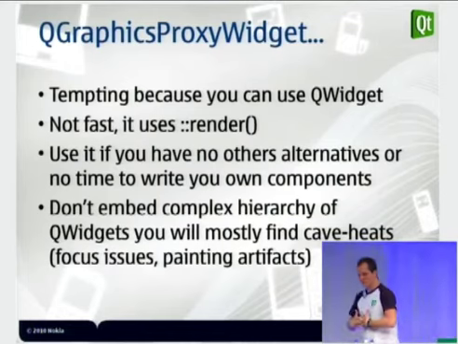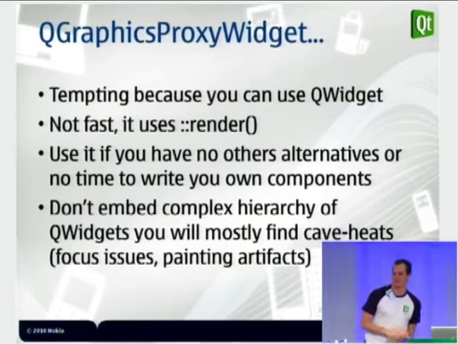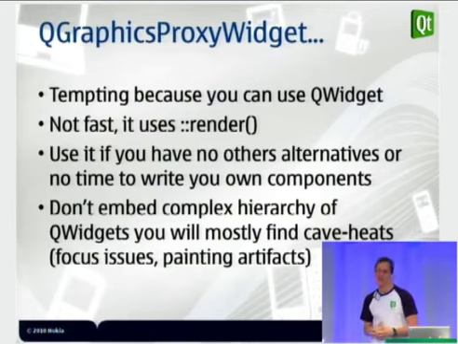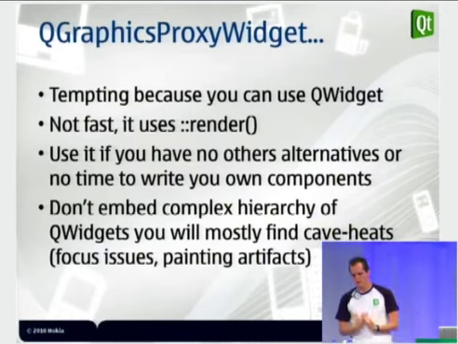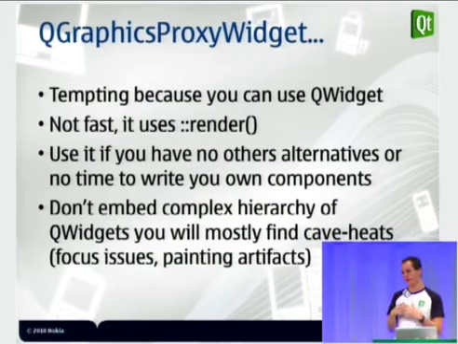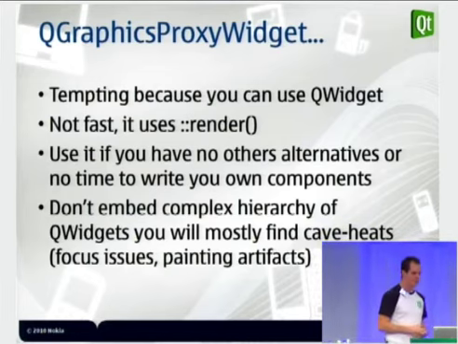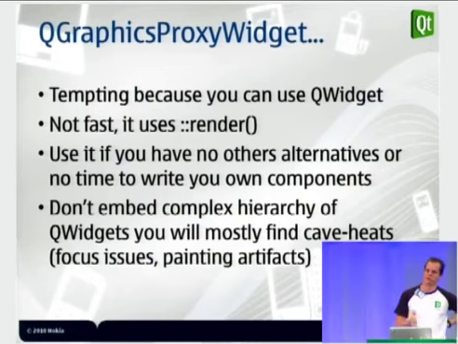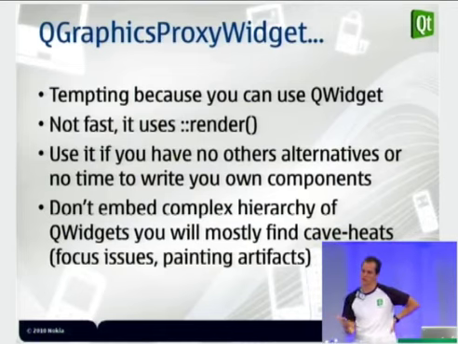QGraphicsProxyWidget. It's really tempting, right? Because you can use any QWidget that you already have and put it into the graphics view. It's not fast. Why is it not fast? Because the way QWidget works is that you get a paint event, and in the paint event, you don't get a QPainter. You have to open the painter on the paint event, right? Since graphics view shares the painter each time you paint items, it's different compared to QWidget.